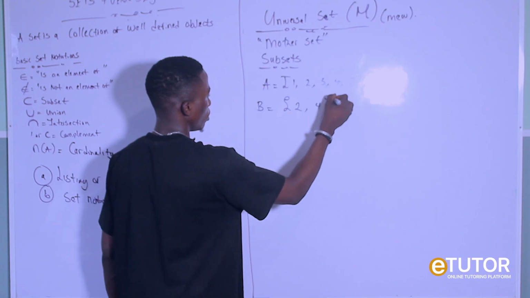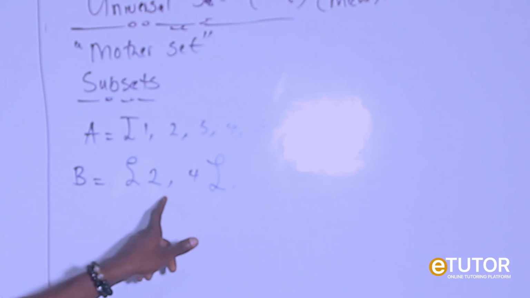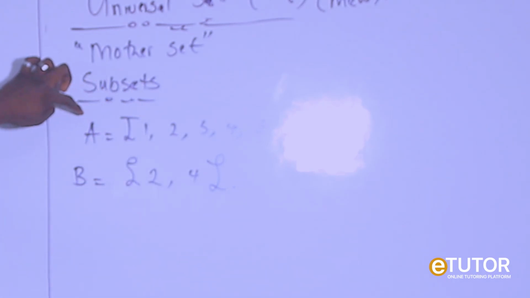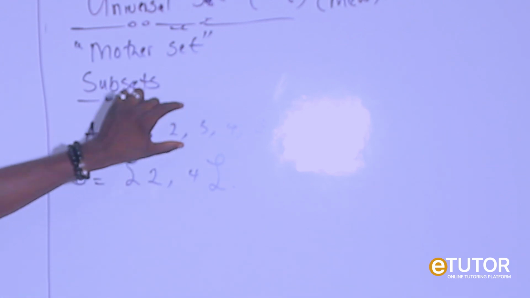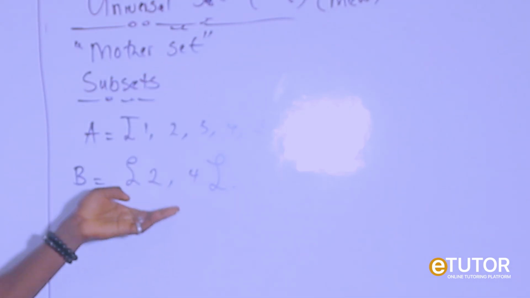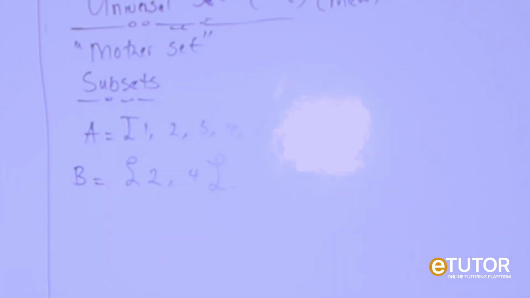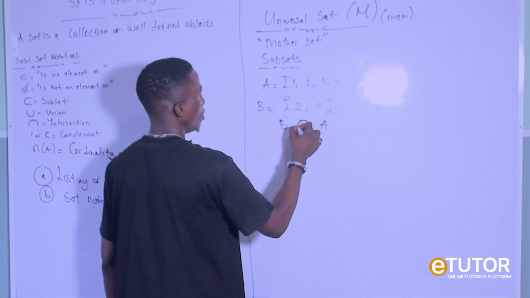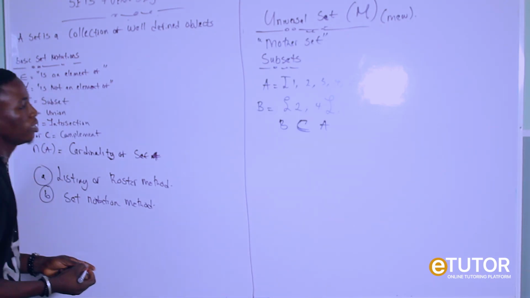2, 4. As we can see here, the elements of B are 2 and 4, and they can be found inside of the set A. So set B was gotten from set A. So we can say B is a subset of A. So B was gotten from A. So that makes B a subset of A. So I can say my B is a subset of A. This denotes subset, like I stated here.